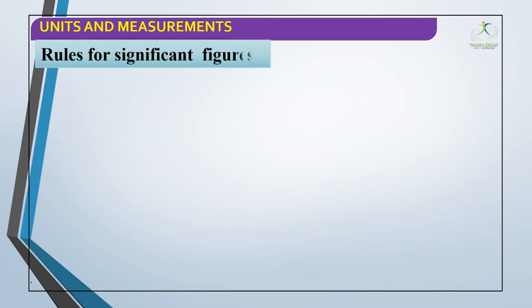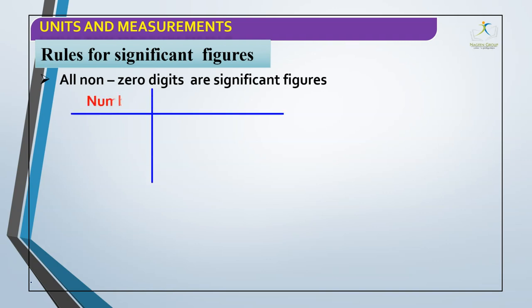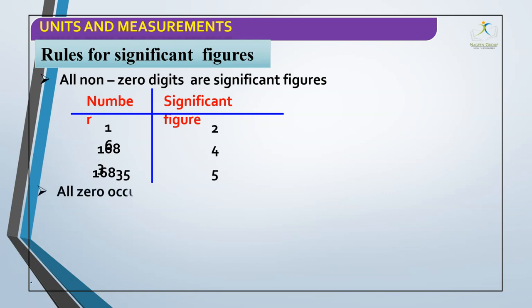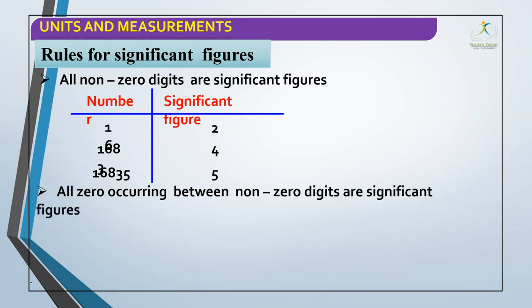Next we have the rules for significant figures. All non-zero digits are significant figures. For example, 16 has 2 significant figures, 1683 has 4, and 16835 has 5 significant figures. All zeros occurring between non-zero digits are significant figures.